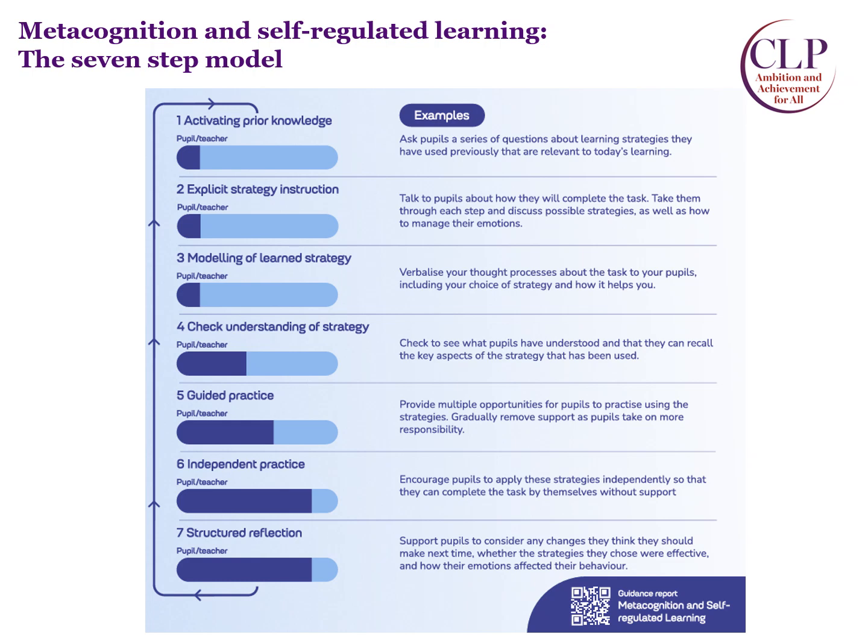Step 3 is modelling of the strategy, so verbalising your thought process of the task, including those teacher think alouds and the worked examples that we looked at in the last session. Step 4 is checking to see what pupils have understood to inform you of your next steps. And then step 5 is guided practice, which gradually then removes support. Step 6, independent practice for application of the learnt skills. And step 7 is structured reflection to evaluate the approach.